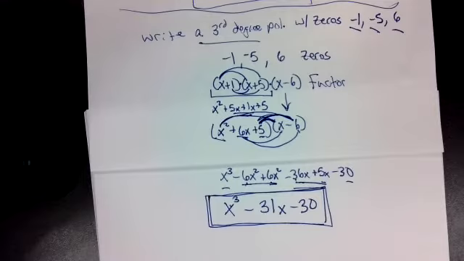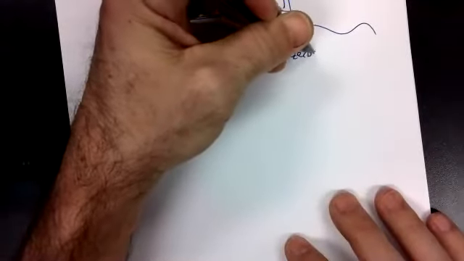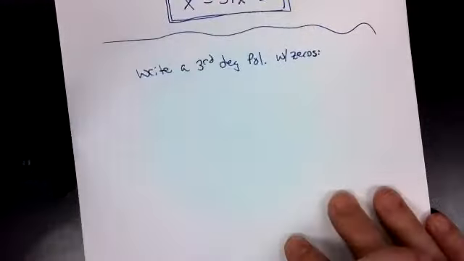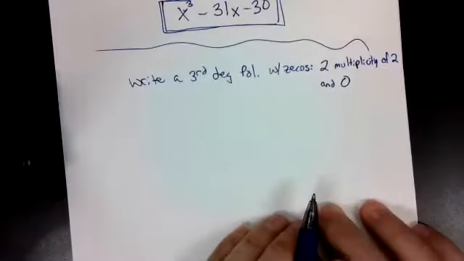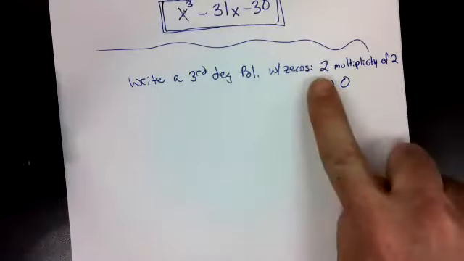Okay, the next thing they're going to do is they're going to give you a similar problem, but they're going to say it kind of funny. So write a third degree polynomial with the following zeros. Kind of hard to read that, I had to write it small. So 1, 0 is 2, but it says with a multiplicity of 2.